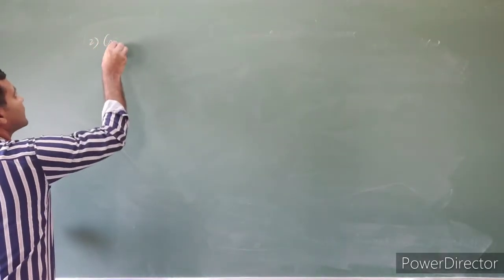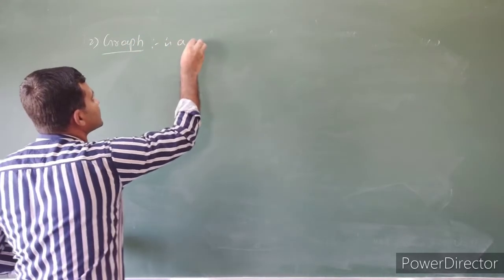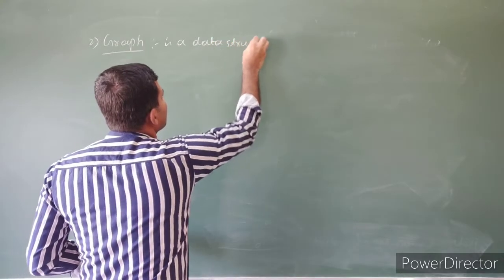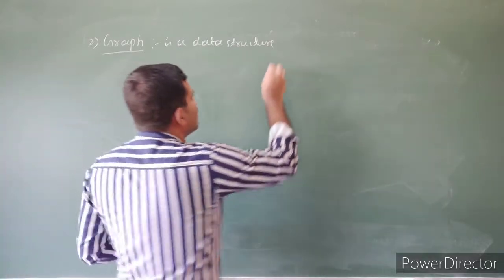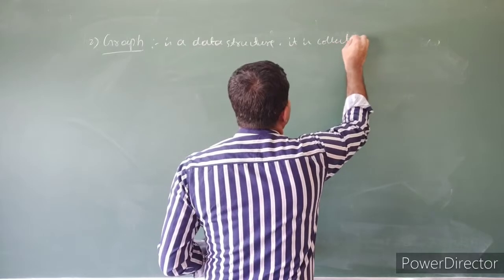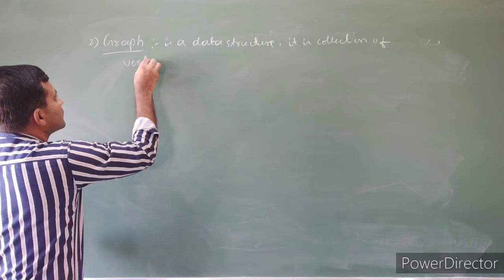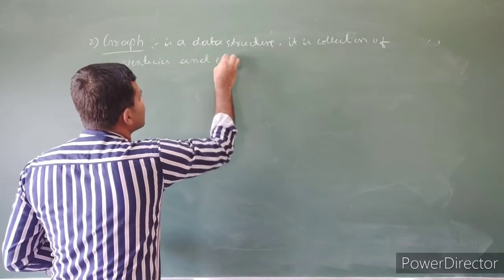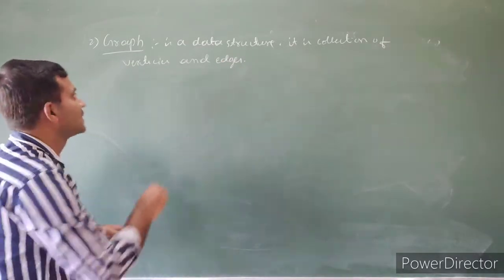Second one, that is graph. Here graph is a data structure. It is a collection of vertices and edges.